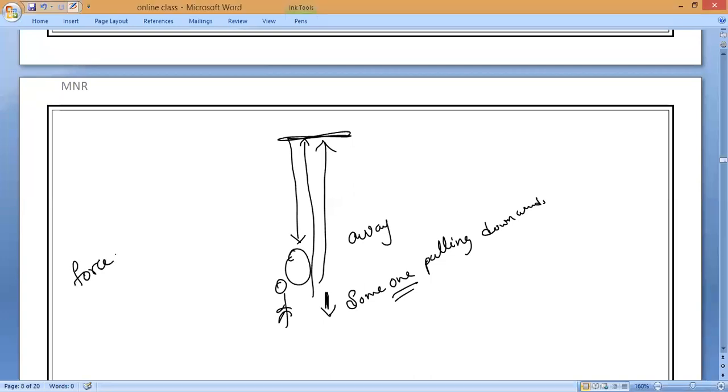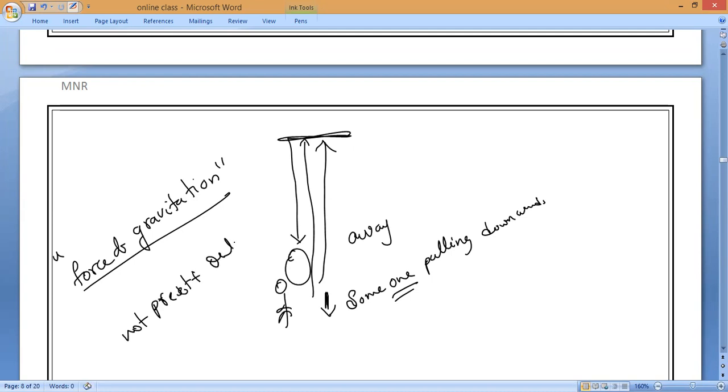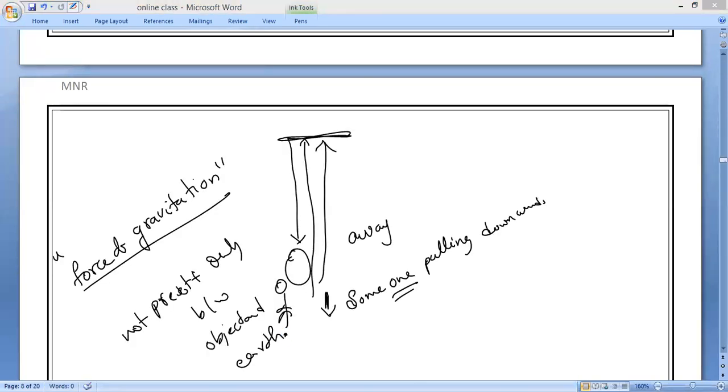What is it called, guys? Force of gravitation. So this force of gravitation is not present only between objects and the earth. It is present between any two bodies in the universe. That is why it is called the universal law of gravitation, or we can say Newton's law of universal gravitation. He proved that.